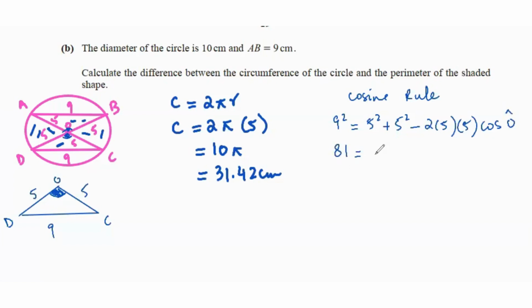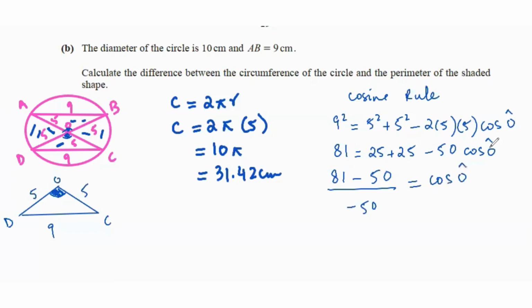So that's 81 equals 25 plus 25 minus 50 cos of O. 81 minus 50, divided by minus 50, is cos of O. So let's solve that. That's negative 0.62. Now we'll take the cos inverse of this to find angle O. Cos inverse of negative 0.62 is 128.32.